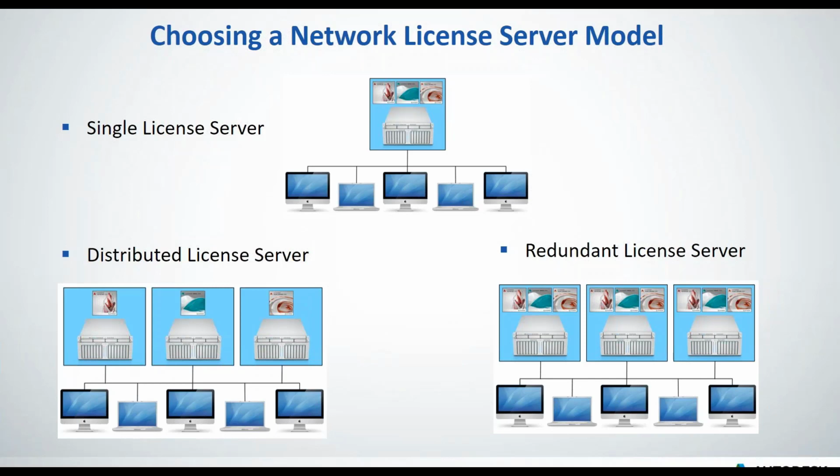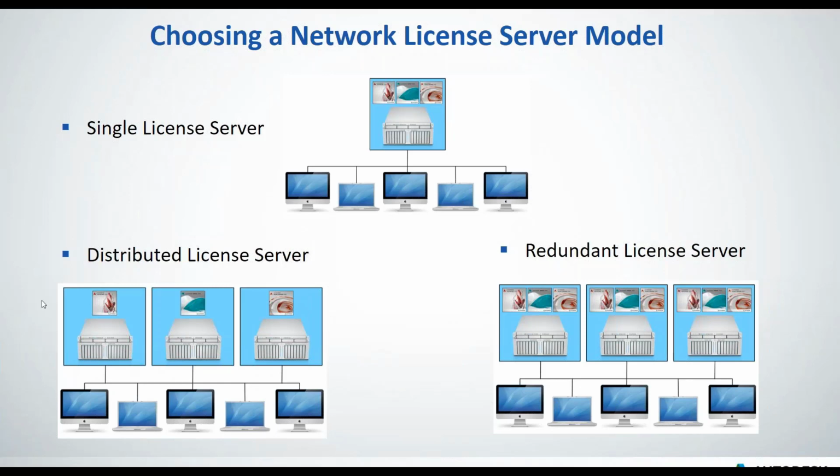Then we have our distributed license server, which is a different license server model. In this case, we'll have a set of servers. It can be 2, 3, or more, and each server will contain a unique license file that will include a portion of your total number of licenses. So let's say you have 10 AutoCAD licenses, 10 Revit licenses, 10 Inventor licenses. You can place each of them in a different server.